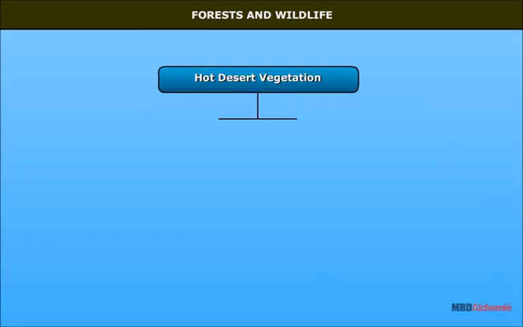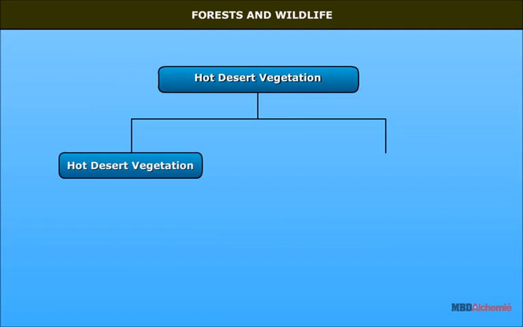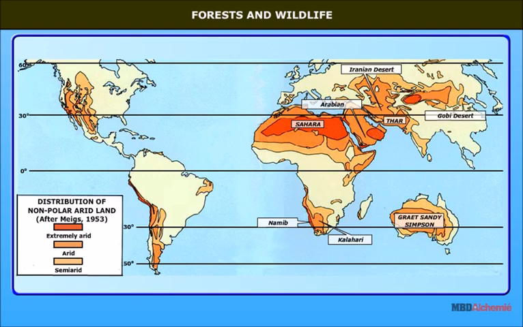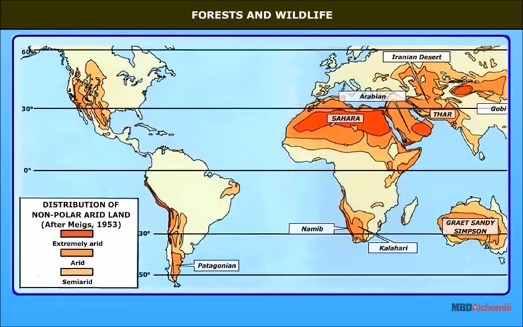Desert vegetation. Desert vegetation is mainly of two types. 1. Hot desert vegetation. 2. Mid-latitude deserts. Hot deserts include the Sahara, Kalahari, and Namib in Africa, the Arabian Desert, the Iranian Desert, Thar Desert in India, and the Australian Desert. The mid-latitude deserts include the Gobi in Turkestan in Asia and Patagonia in South America.